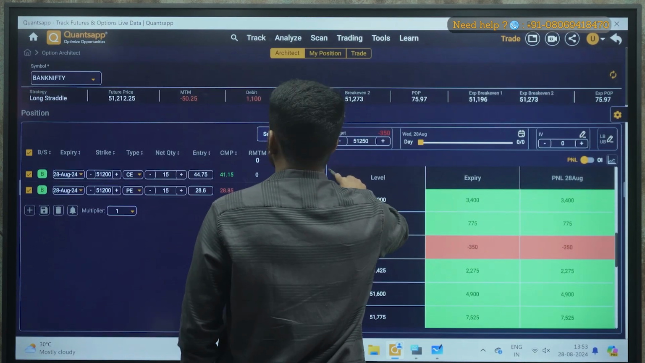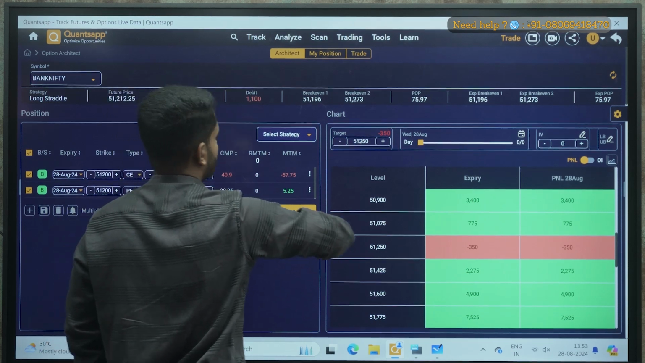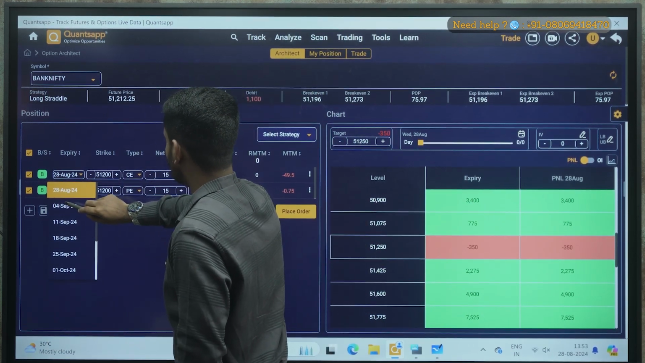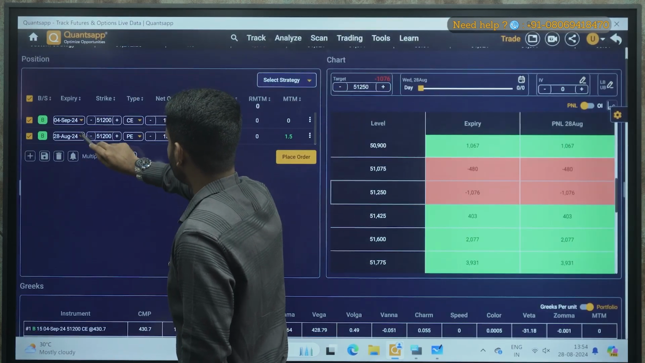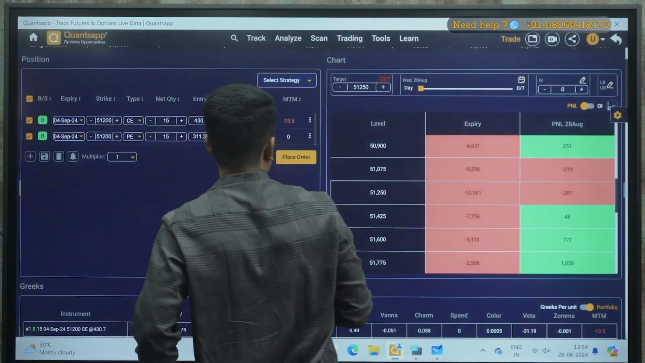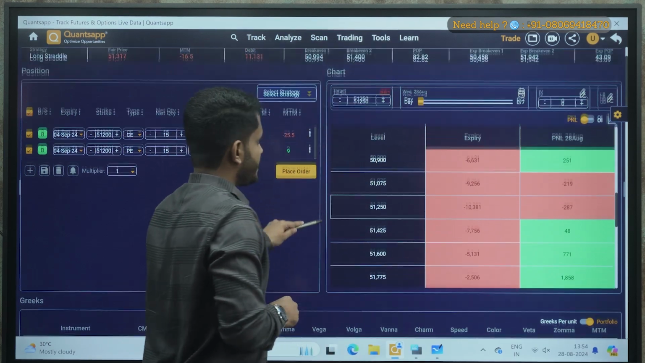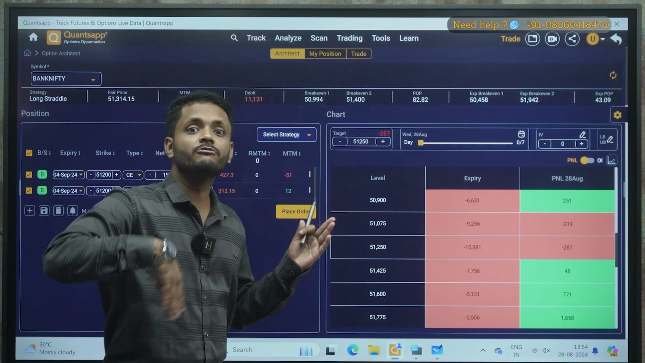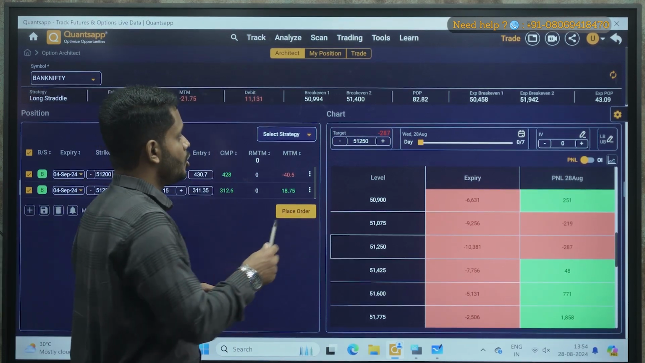Okay, give me a second. I have to change the expiry. This is today's expiry, correct? Let us go for 4th September, my bad. Let me change the expiry. Okay, so check, I have changed the expiry. Now this is a long straddle. So as I said, we need a big movement or else we will end up making losses, correct?